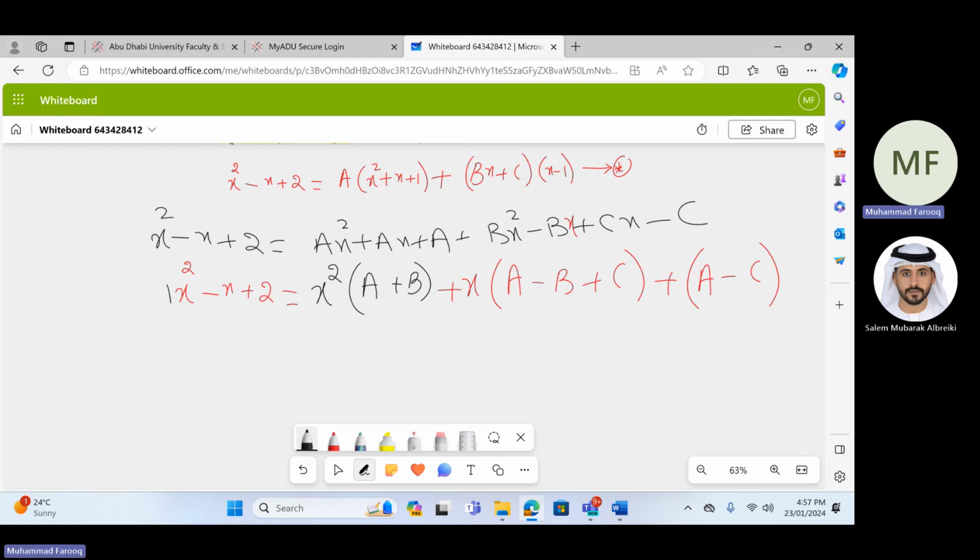Right side, x square coefficient is how much? A plus B. Left side, x cube, how much? 1. They are equal, so 1 is equal to A plus B. Same degree coefficients are equal. We have A. How much is A, by the way? 2/3. Yes. Okay, move this side.